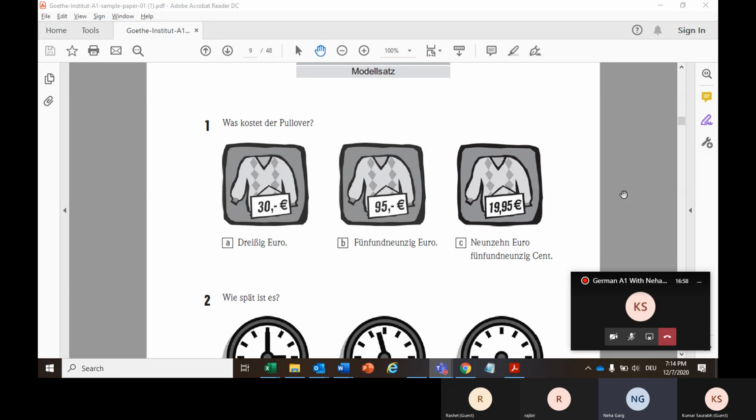Nummer 1. Entschuldigung, was kostet dieser Pullover jetzt? Da steht 30% billiger. Einen Moment bitte. 19,95. 19,95 Euro. Ja, Euro natürlich. Okay, den nehme ich.